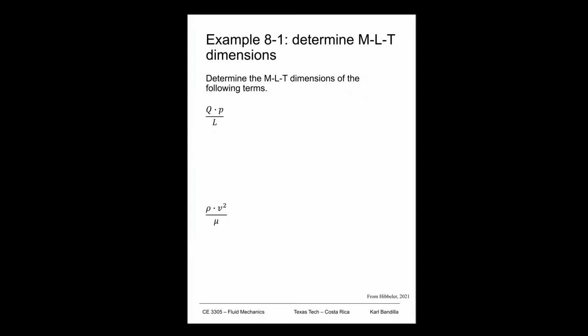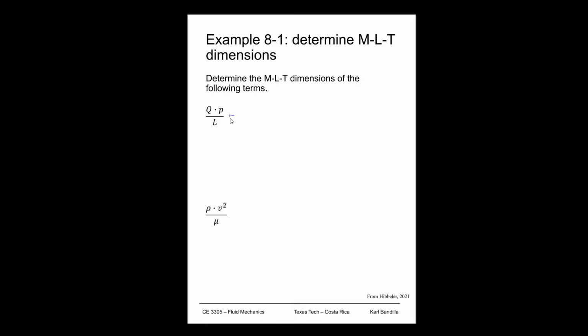This is example 8-1, where we're going to take a set of units and ratios of them, or variables, and we're going to see what their MLT dimensions are. So the first one is Q times P divided by L. So a volumetric discharge times the pressure divided by L length.